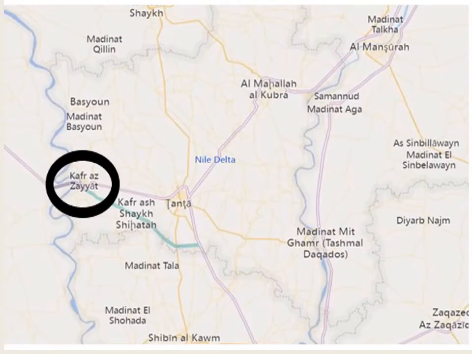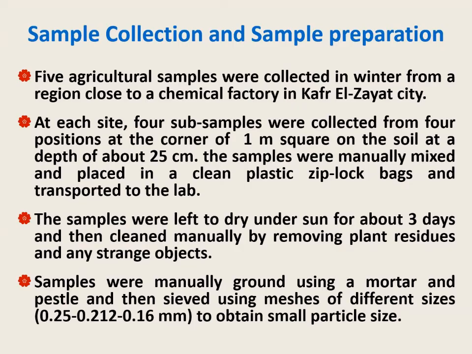The study area in Kafr Zayat is shown in this map. Sample collection and sample preparation. Five samples were collected in Kafr Zayat city at a depth of about 25 centimeters. The samples were mixed and placed in clean plastic bags. The samples were left to dry under the sun for about 3 days and then cleaned manually.